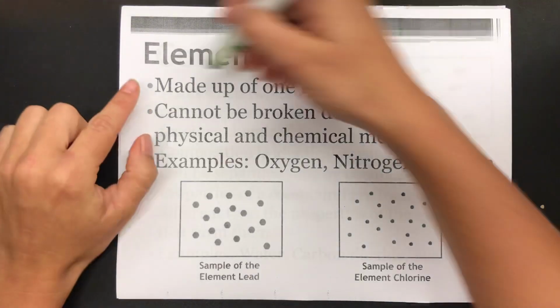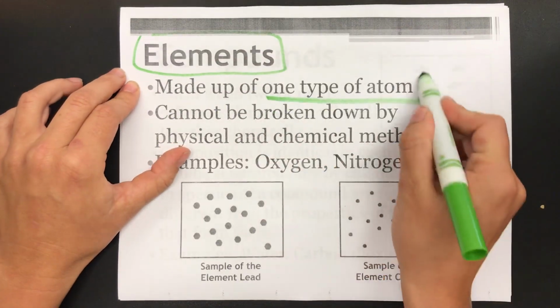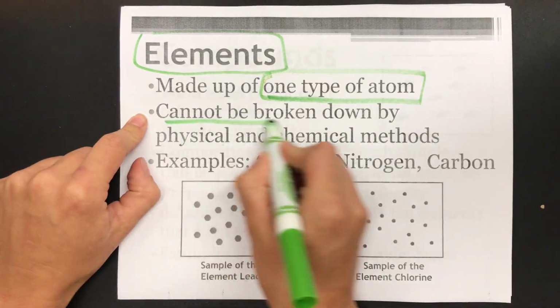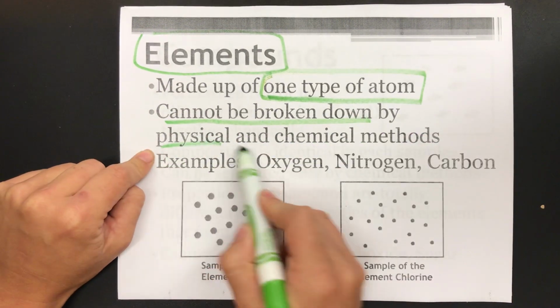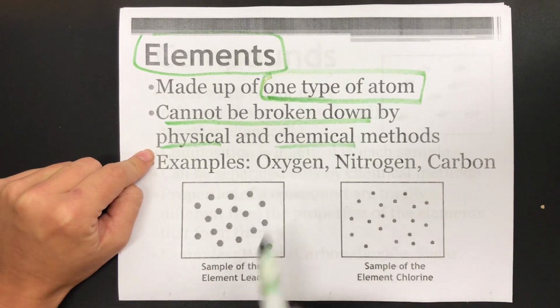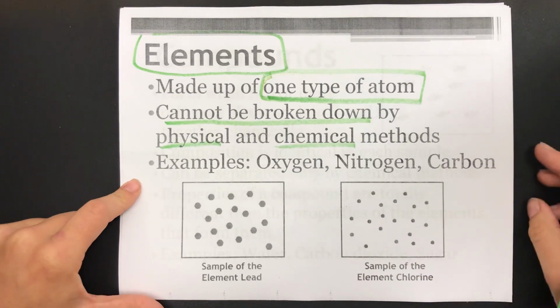Elements. Okay, so again, in your notes, elements are made up of one type of atom and cannot be broken down physically or chemically. Some examples: oxygen, nitrogen, carbon, anything that's off the periodic table.